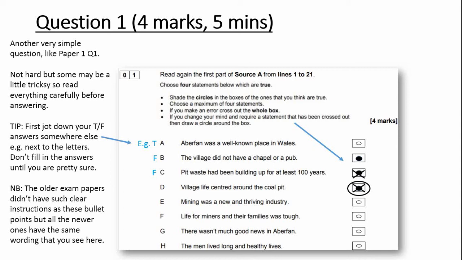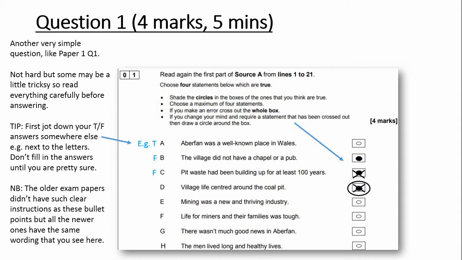Now, as before, it's often a good idea to put a box around the area that you want to look at. And very simply, you have to choose 4 statements below which are true. It gives you a list of 8, so it's a multiple choice question.